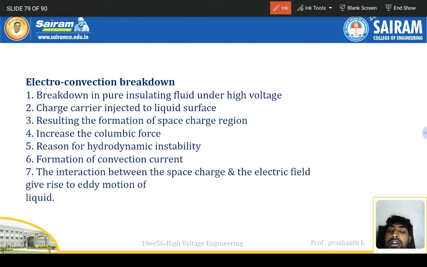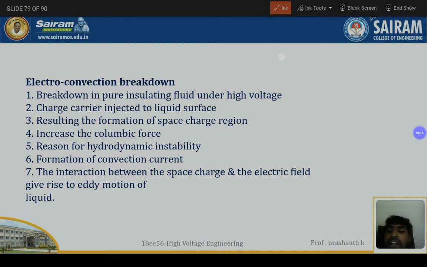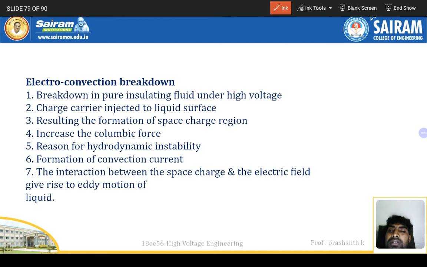Next we have electroconvection breakdown. Breakdown in a pure insulating fluid under high voltage. Charge carriers are injected to the liquid surface, resulting in the formation of a space charge region. This increases the Coulombic force, which gives rise to hydrodynamic instability and formation of a convection current. The interaction between the space charge and the electric field gives rise to eddy motion of the liquid.